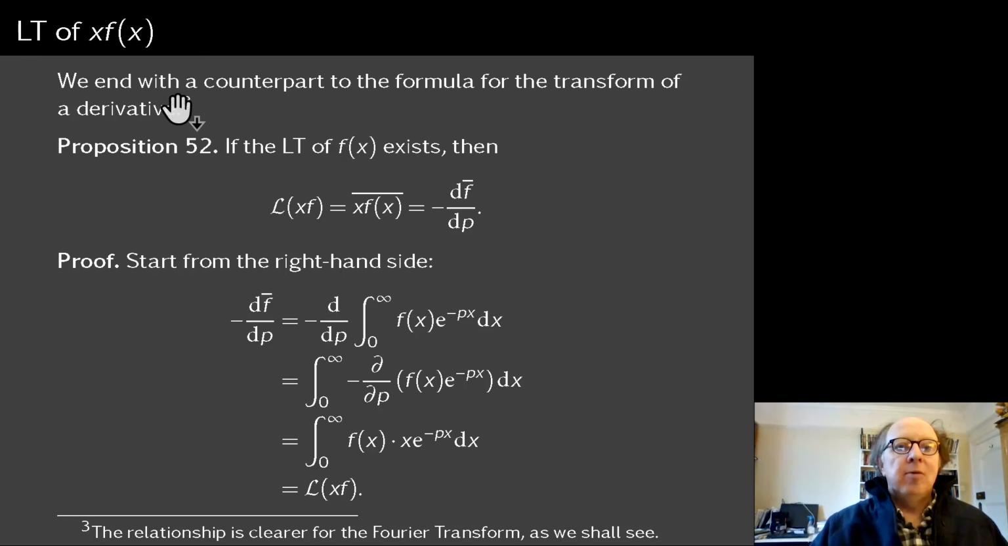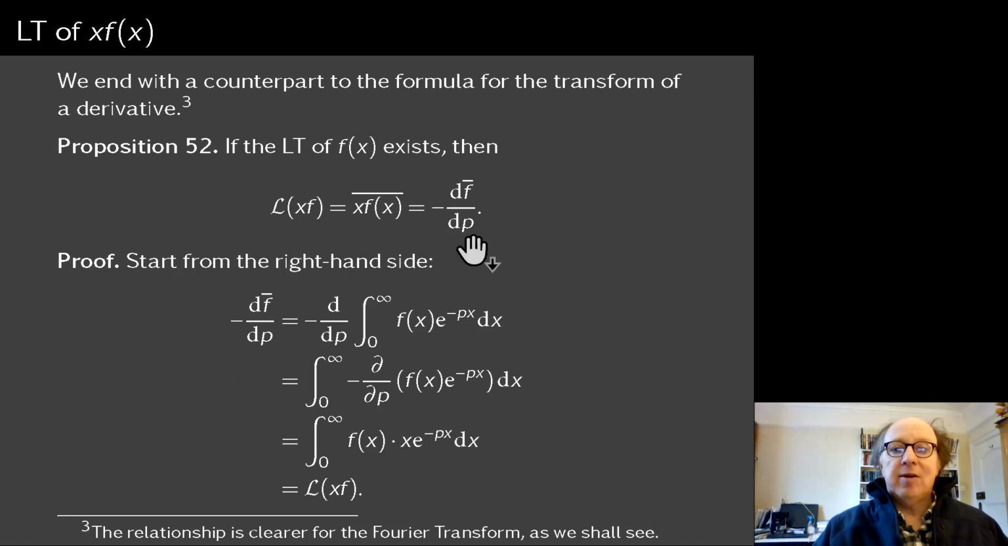So we saw how to transform a derivative. Now we're going to see how to transform x times a function of x. If the Laplace transform of f of x exists, then the transform of xf, or xf all bar, is minus df bar by dp. So that's quite neat. Let's see how it works.